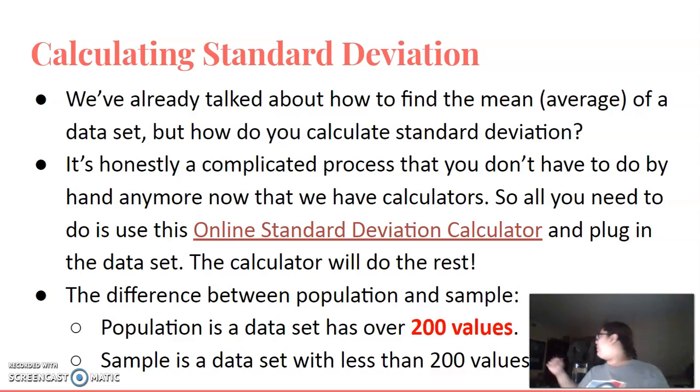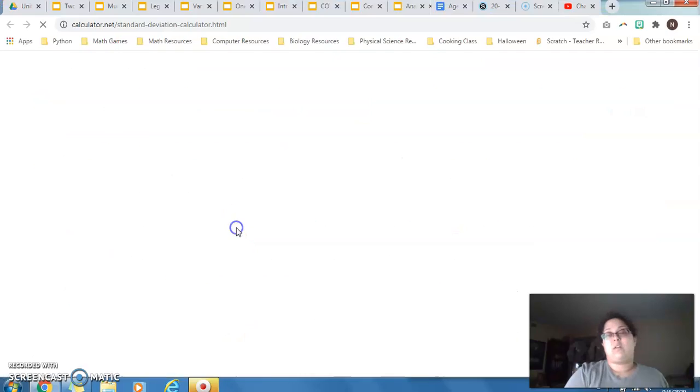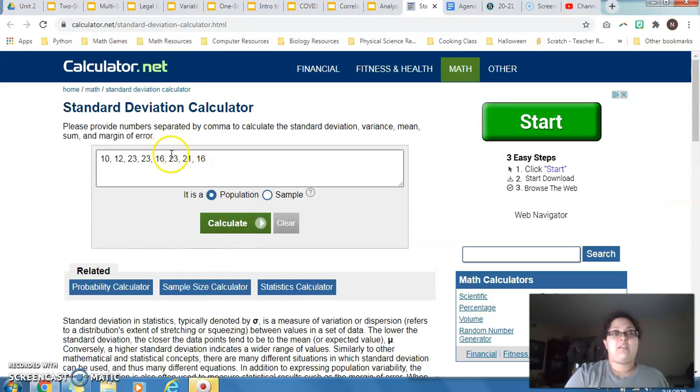So to calculate standard deviation, you're going to find the mean, or the average, of the data set. And we've already talked about how to find the mean of the data set. Now we're going to calculate the standard deviation. So what you have to do is click the link that I have here. It'll take you to this page. All you have to do is put the numbers of your data set into this box. Separate them by a comma.